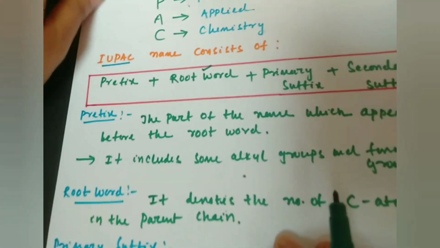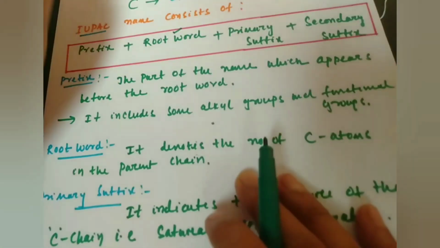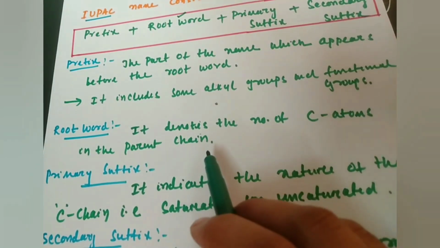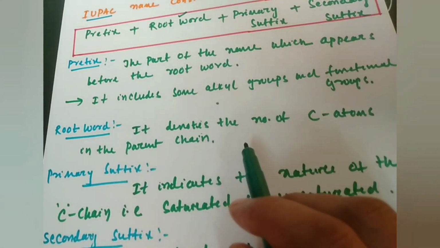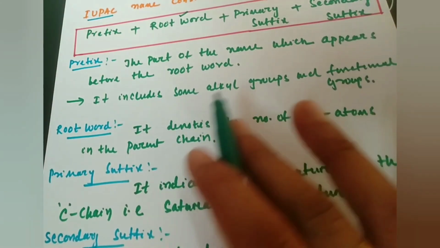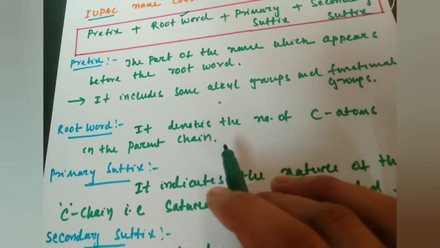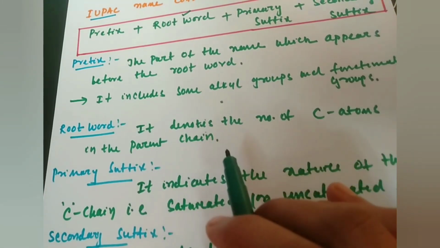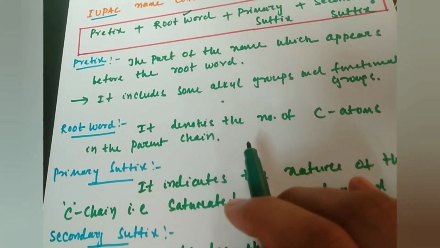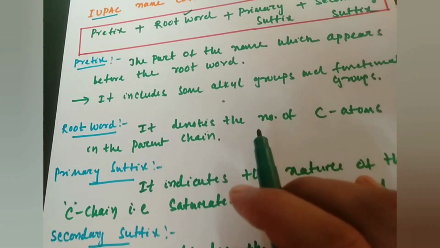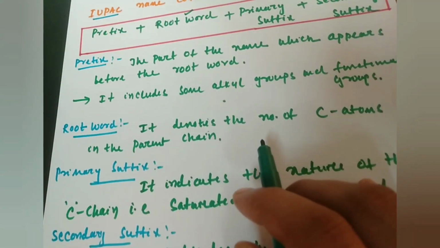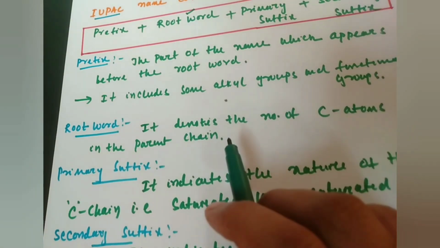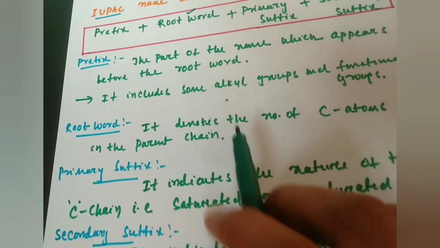Now second is root word. Root word gives the number of carbon atoms in the parent chain. Suppose an organic compound is given to you; it is not the total number of carbon atoms present in the compound. No, that is not the case. Here root word means when you choose the longest continuous carbon chain and treat it as your parent chain or principal chain, then the total number of carbon atoms present in the parent chain can be treated as your root word.